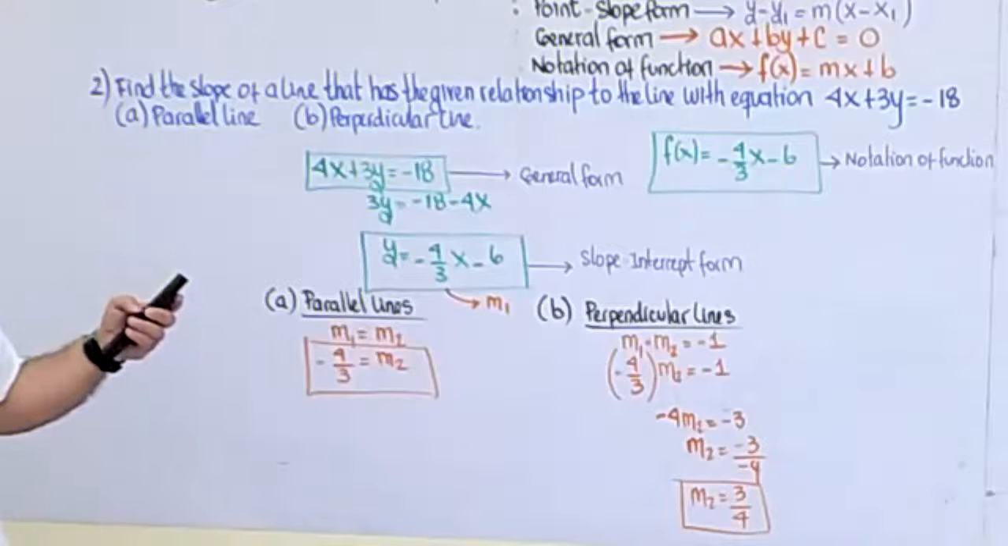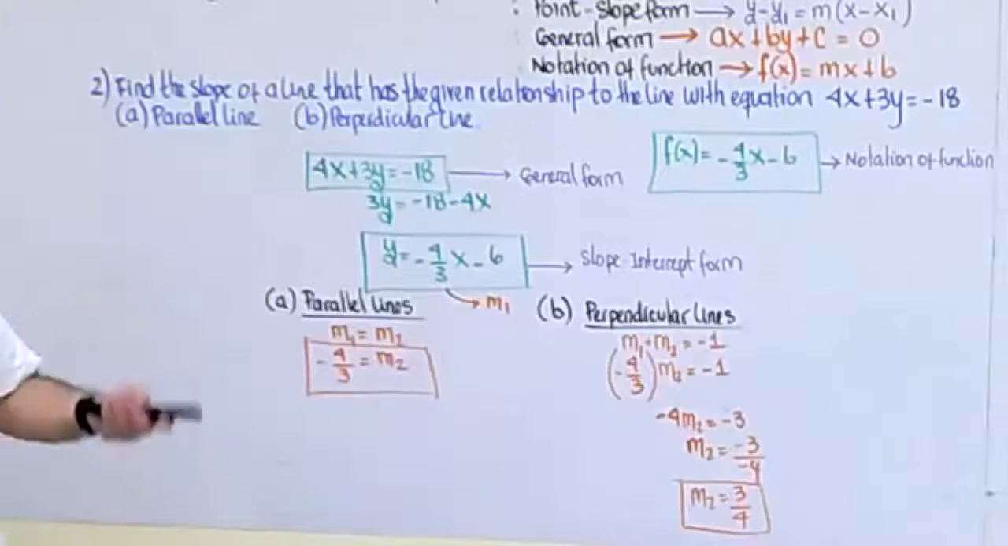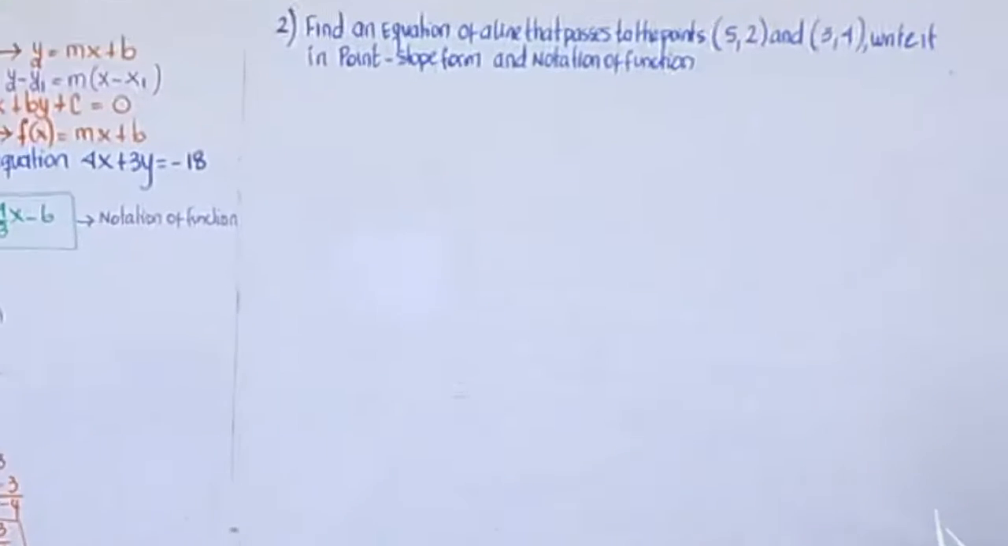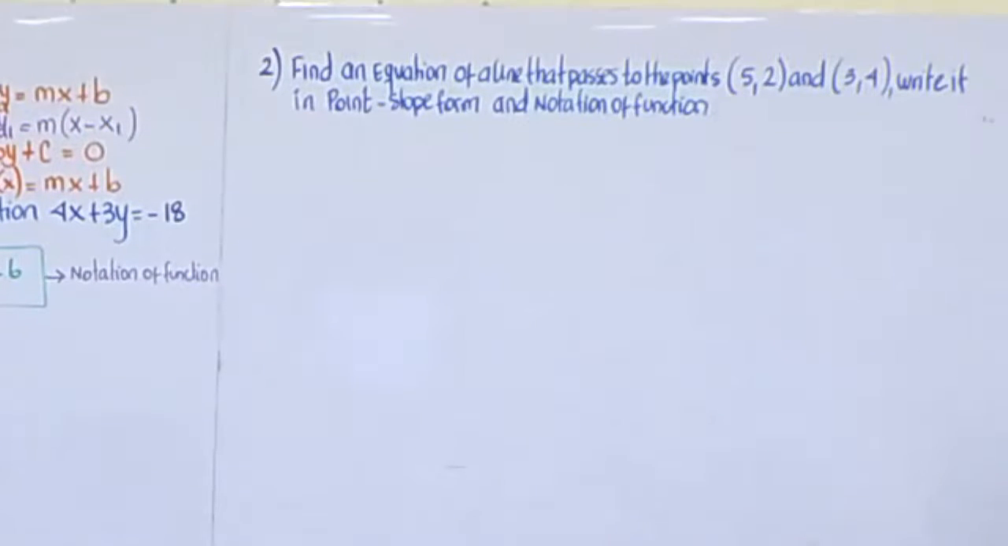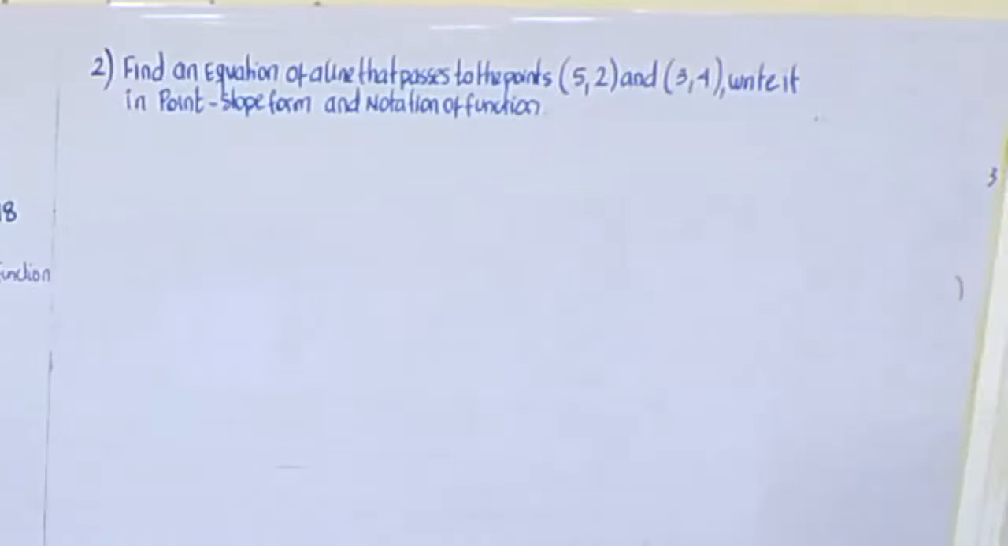Yes. All right, then. Thank you so much. So we're going to change the view and apply the second example, example number 2. As you can read, the problem says, find an equation of the line that passes through the points (5,2) and (3,4). Write it in point slope form and notation of function.